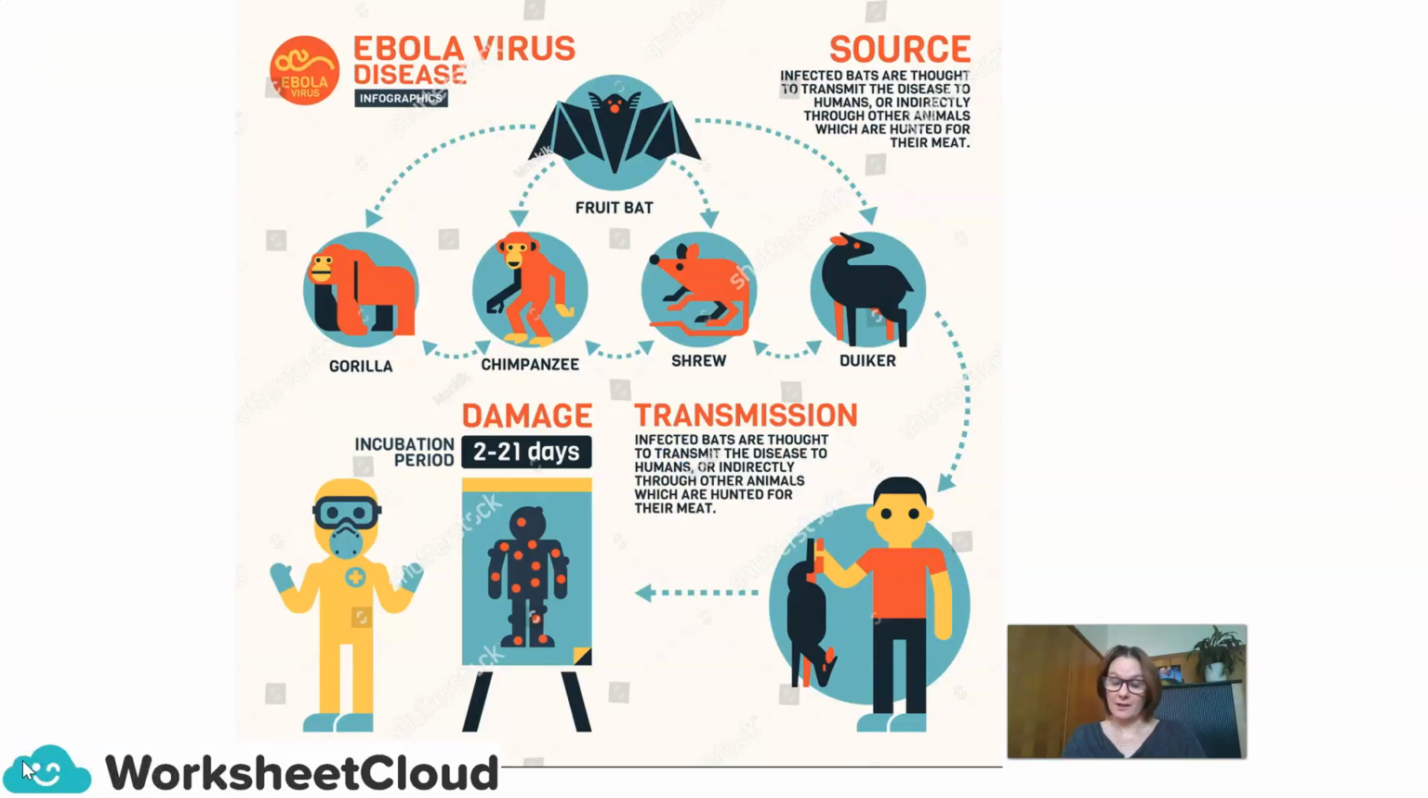So interesting to think, how are we looking at the coronavirus right now? Are we using chromatography to find a vaccination? For those of you who don't know what the Ebola virus is, just a quick little infographic here. The source of the Ebola virus comes from infected bats, which are thought to transmit the disease to humans, or indirectly through other animals, which are then hunted for their meat. So something very similar to what happened with coronavirus, coming from animals and then transmitted to humans.